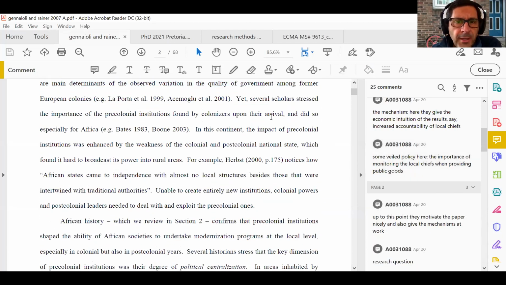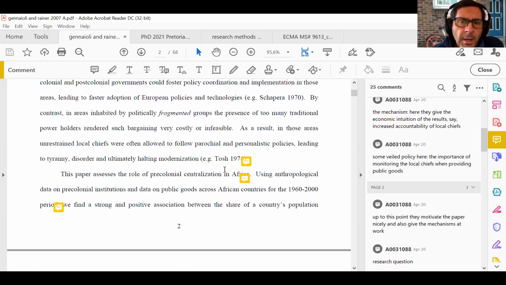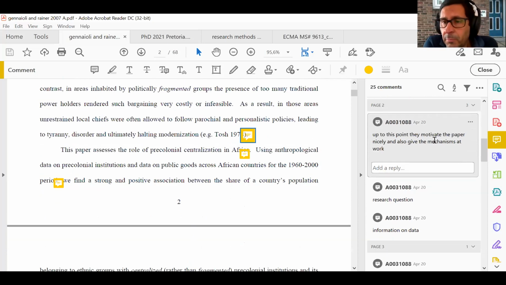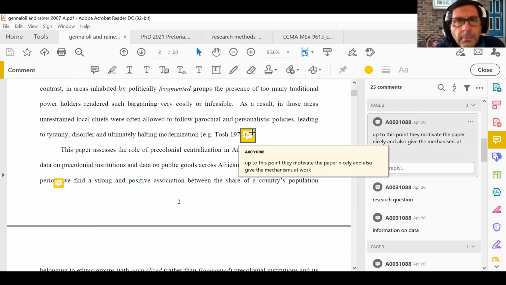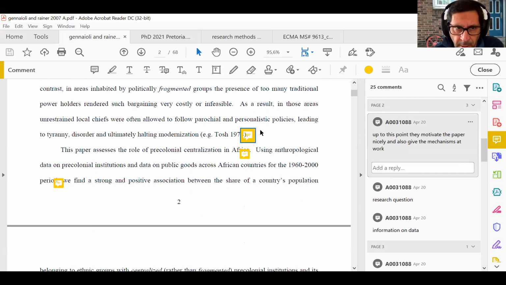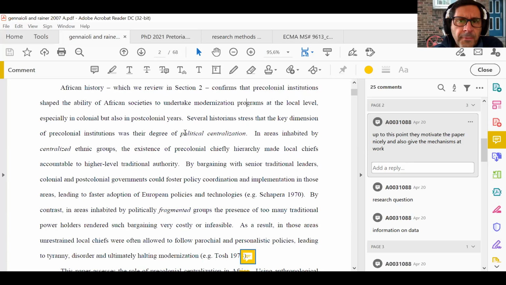But I didn't find anything interesting there. The second paragraph is also a little bit of motivation for the paper. Why is this paper important? I found something interesting towards the end of the second paragraph. Up to this point, they motivate the paper nicely and also give the mechanisms at work. So they start with two paragraphs. Paragraphs are important. Please, when you write your dissertation or your research proposal, use paragraphs, because it gives the reader some space to breathe. So they spend a couple of paragraphs.